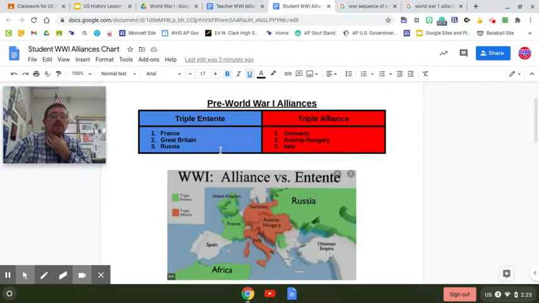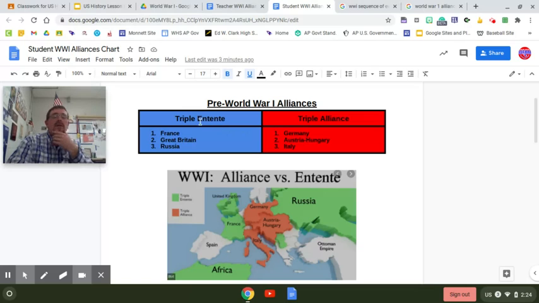So the two that are created, and look at your colors here. There's a blue and there's a red, and that's important because when we get down into the actual World War One alliances in which the United States is involved in, it's important to see if we have any countries that switch sides, and where the United States fits in.